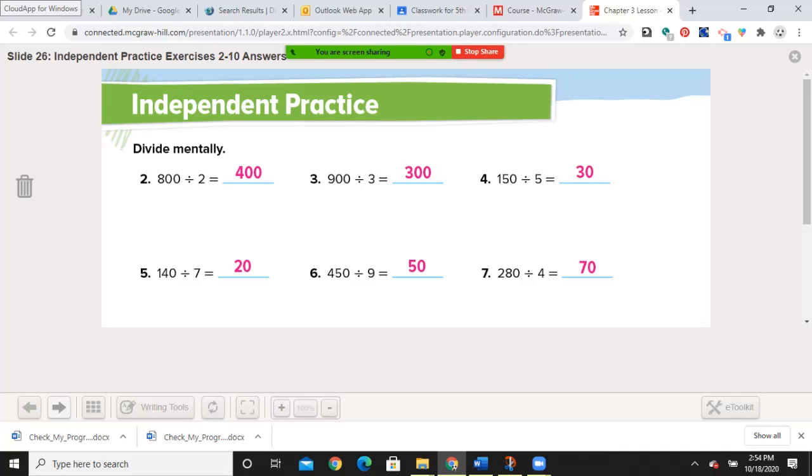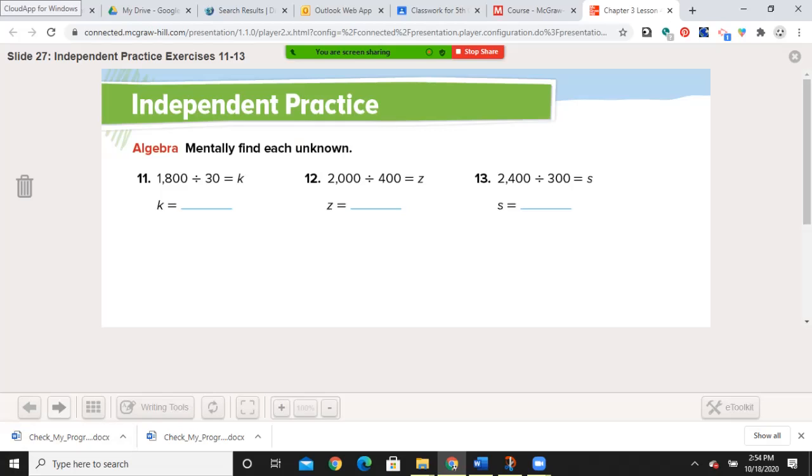8 divided by 2 is 4, and there are 2 zeros, so 400. 9 divided by 3 is 3. 2 zeros, 300. 150 divided by 5, so 15 divided by 5 is 3. 1 0, 30. 14 divided by 7 is 2, with there still being a 0. 450 divided by 9. 45 divided by 9 is 5. Still 1 0. 28 divided by 4 is 7, and there's 1 0. So if you found all of those, you're probably sitting pretty decently into this lesson.